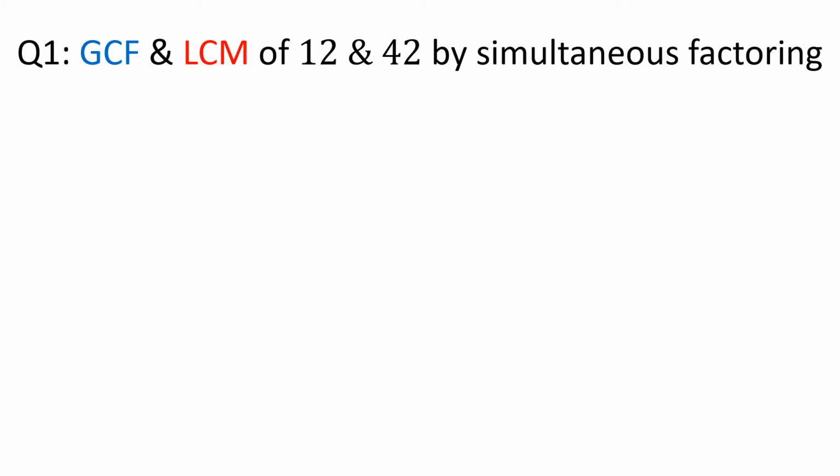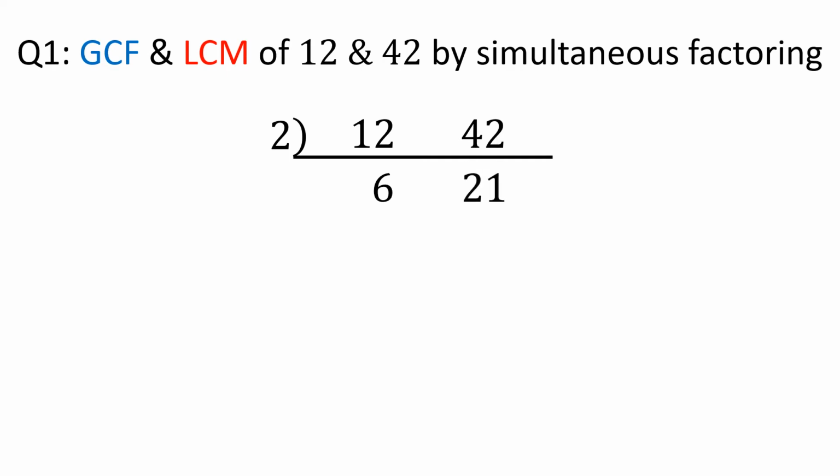Now let's look at the same question using simultaneous factoring, which is very simple and straightforward. Place 12 and 42 side by side. Both numbers can be divided by 2. 12 divided by 2 is 6, and 42 divided by 2 is 21. We have 6 and 21. Both numbers can be divided by 3. 6 divided by 3 is 2, and 21 divided by 3 is 7. Now we have 2 and 7.